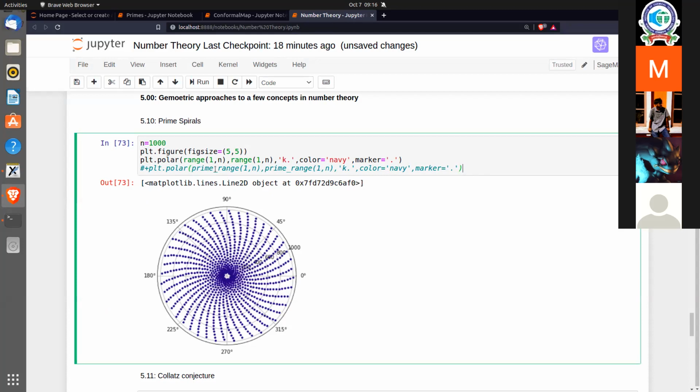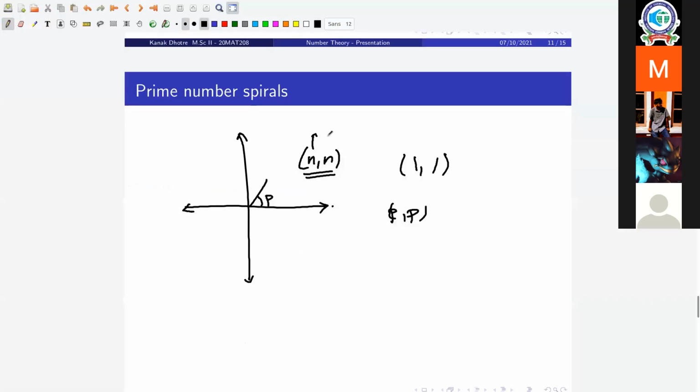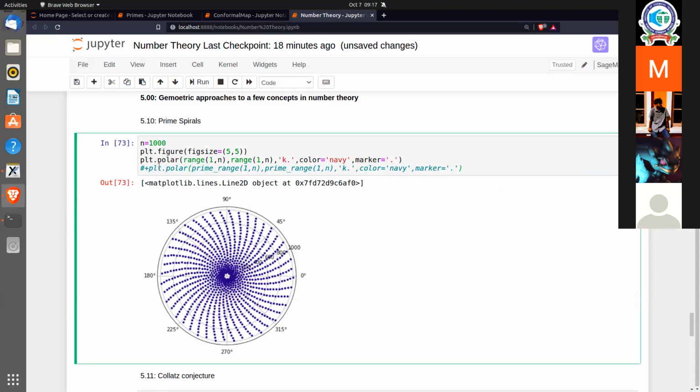So now what I want to do is, instead of plotting all of these n comma n, I just want to plot it when it's p comma p, where p is a prime. So in some range, say 1 to 100, I'll only plot p comma p if p is a prime. So let's do that. So I'll comment this out.